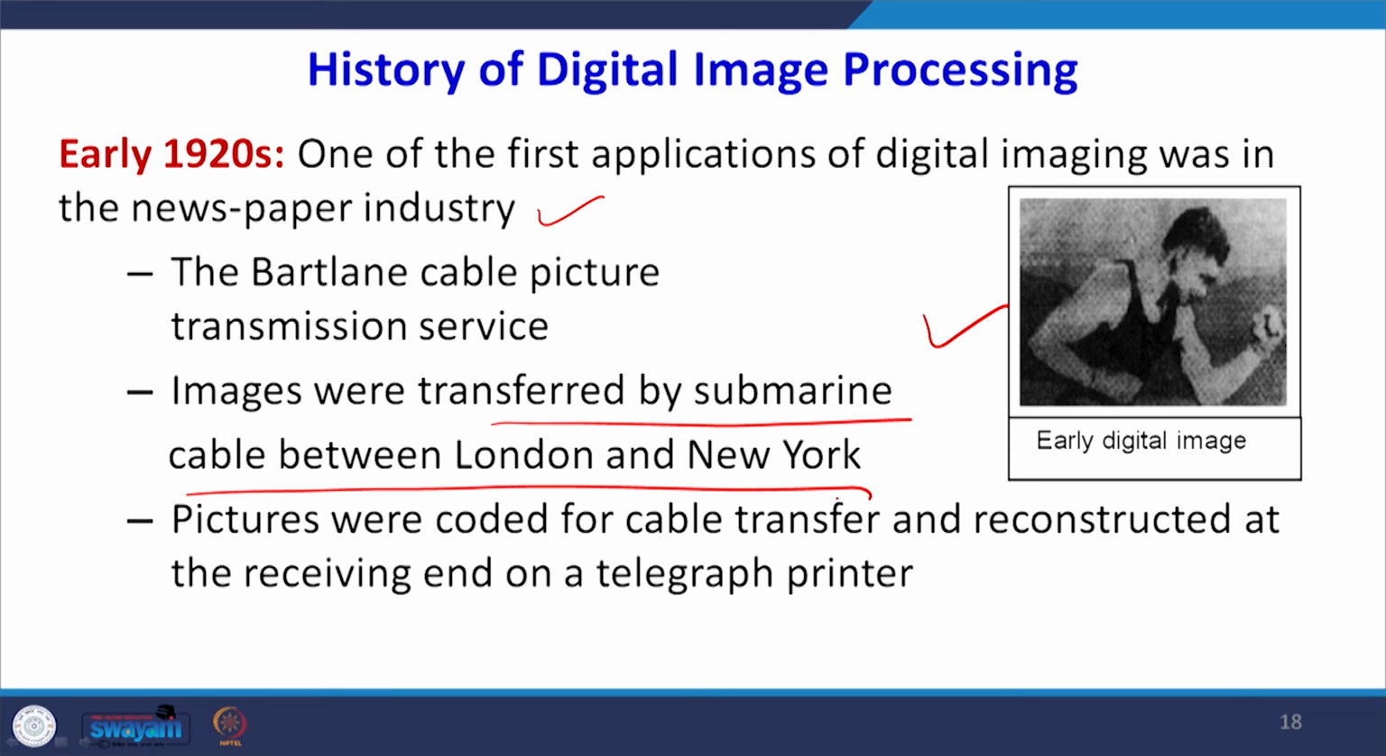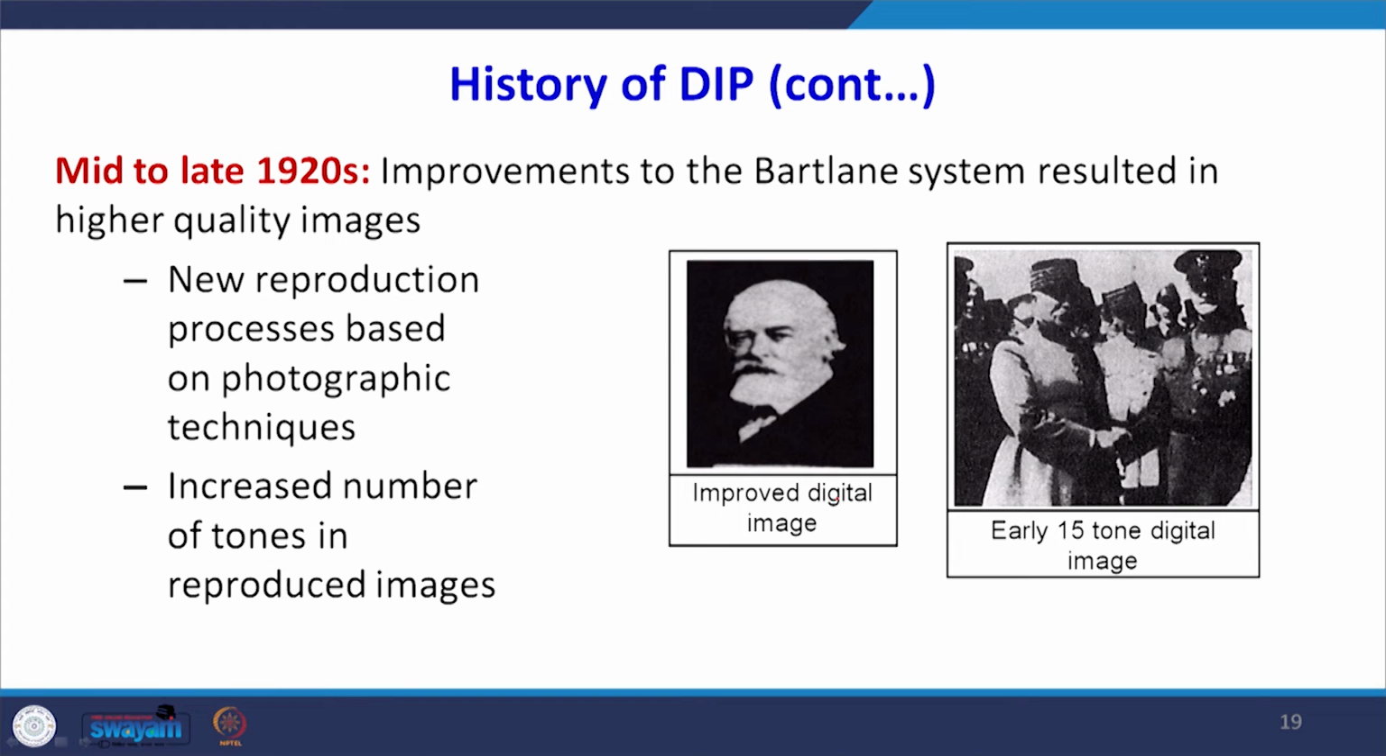So, at that time whatever facilities were available, whatever the quality of the image, that was used. Digital images were used in the 1920s in newspapers. And then in the mid to late 1920s, a lot of improvements were made to the system to generate very high quality images, whether it was the new reproduction process based on photographic techniques, or the number of tones being increased.